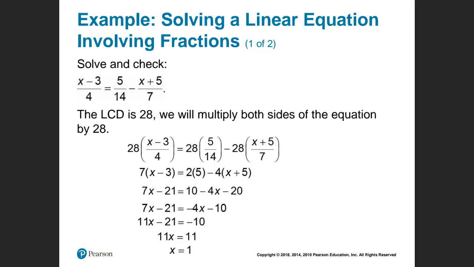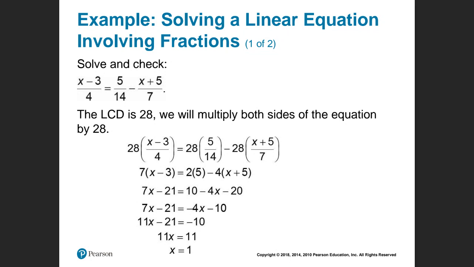Now, next example. Solve and check. x minus 3 over 4 equals 5 over 14 minus x plus 5 over 7. So we have to find the LCD. The LCD is 28. So we have to multiply the whole thing by 28, both sides. On the left side, you multiply by 28. On the right side, you also multiply by 28.